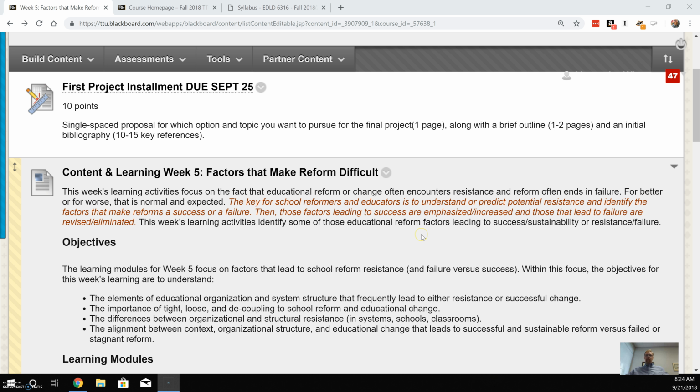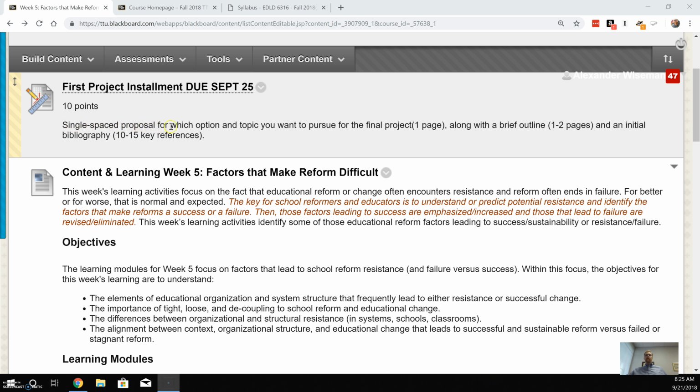But we're here today to talk about week 5 and what you're doing for week 5. Remember, this is stuff that you should be doing throughout the week, although there is one very time-sensitive thing. Your first project installment is due September 25th. That's Tuesday, so you want to make sure that you get that in.